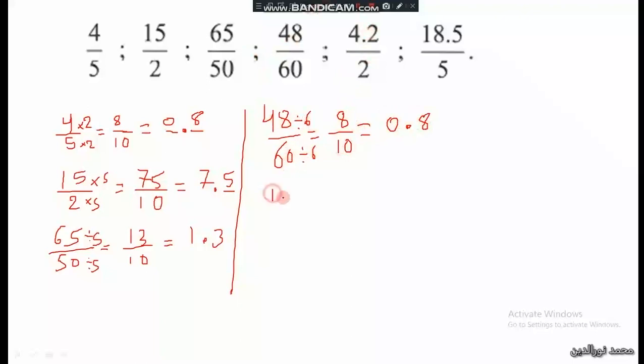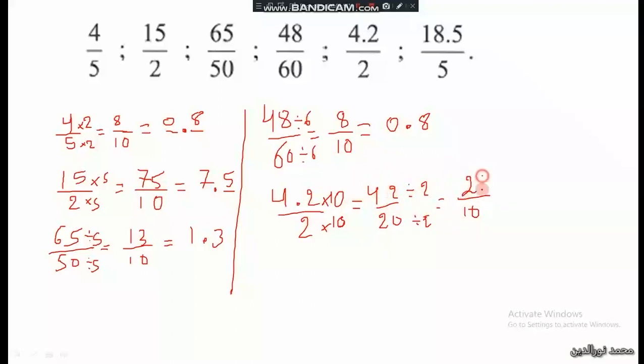And then 4.2/2, and first of all we have to get rid of the decimal point. We multiply by 10, and we multiply by 10, so it's 42/20. Then we have to divide by 2. 20 divided by 2 is 10. 42 divided by 2 is 21, and as a decimal number we have 2.1, so 10, one decimal digit.